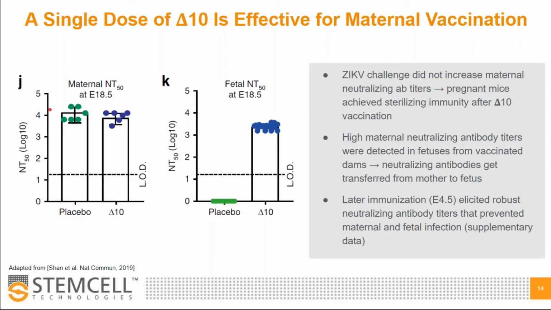And they also saw high maternal neutralizing antibody titers in the fetuses from vaccinated dams, as you can see in the graph on the right. And they concluded that neutralizing antibody titers get transferred from mother to fetus. They also did a separate experiment where they did later vaccination, and they saw a similar protective neutralizing response.